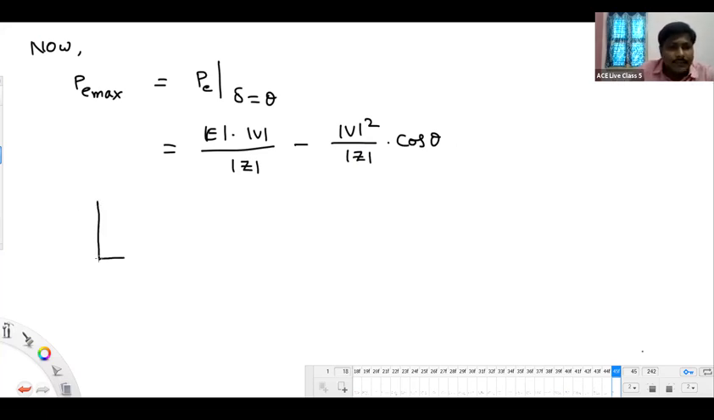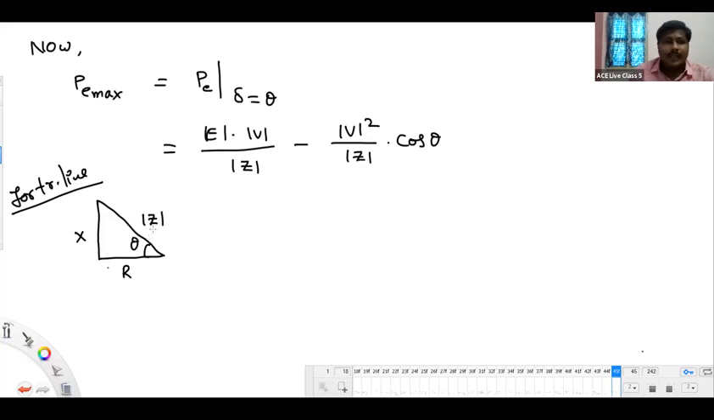This is the impedance triangle of the transmission line I am considering. This is resistance R, this is reactance X, this is mod Z, and this is the angle theta. What is cos theta from this one? Cos theta is R by mod Z, right? Adjacent side by hypotenuse. That you substitute in that, and we will simplify the PE maximum further.